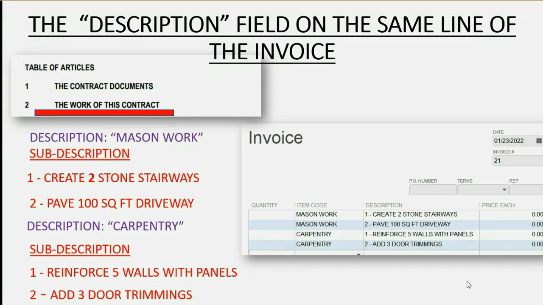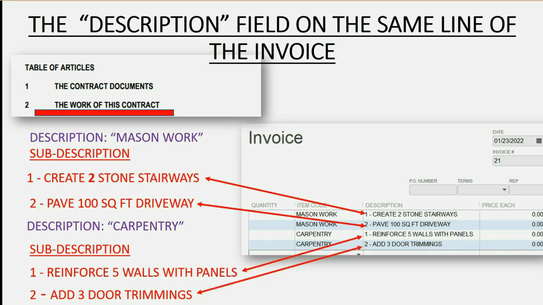Well, the title, mason work, which is the description of that piece, would go in the item code or item name column. And then the subdescription in the contract is what would go on the same line in the description field of the invoice. So you can see which or how many items of work in each section of the work done in the description of the contract, and for each item you can clearly see in the description field exactly what the contractor is supposed to do in order to bill the client for that item of work.